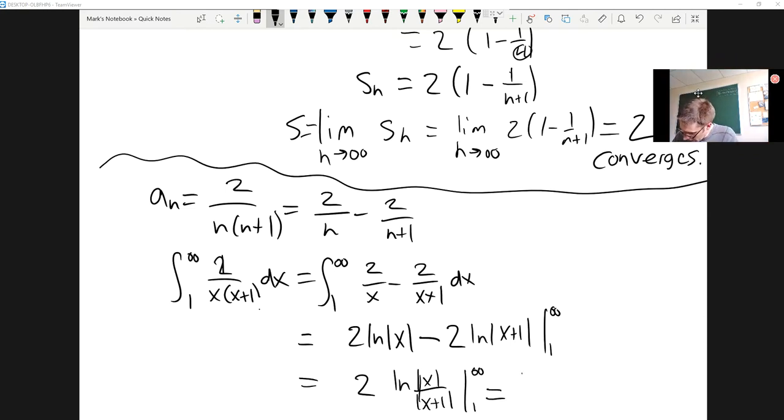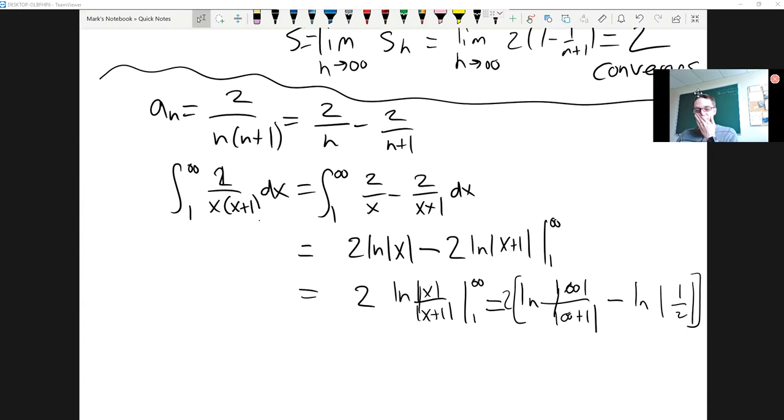And if we plug in our limits, we'll have the log of infinity over infinity plus 1. Again, that really should be a limit, but I'm using the shorthand of just plugging in infinity to represent the limit, minus the log of 1 over 2. And so it's that first term that's ultimately going to matter. We need to look at the limit as x goes to infinity of log of x over x plus 1.